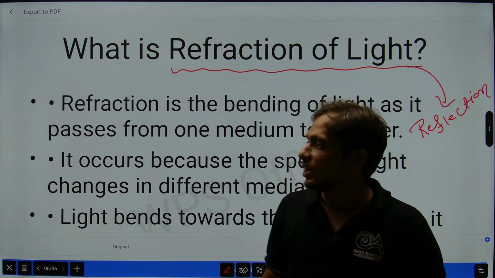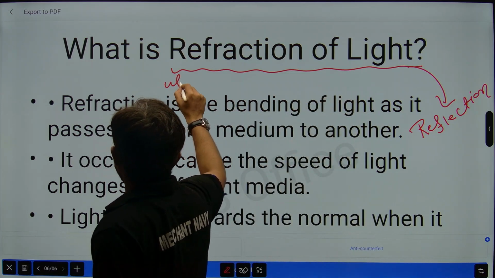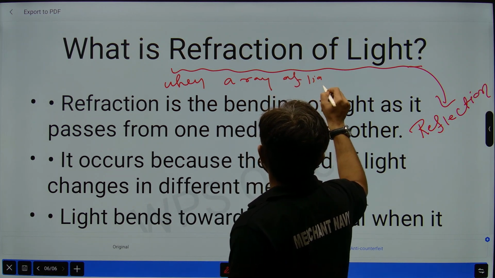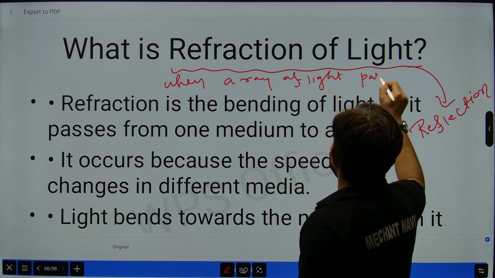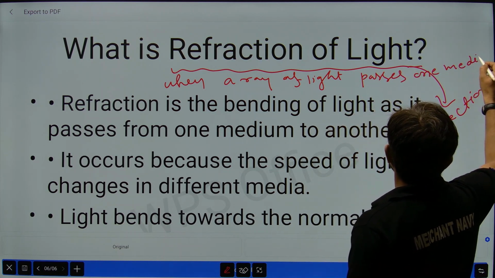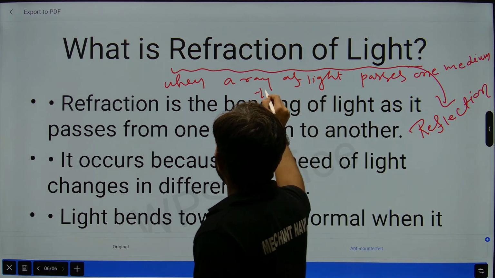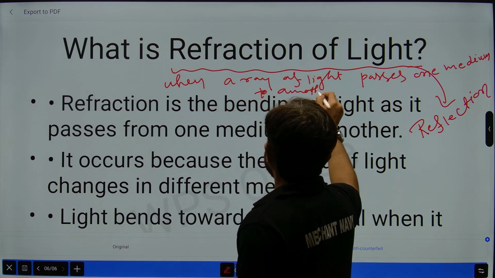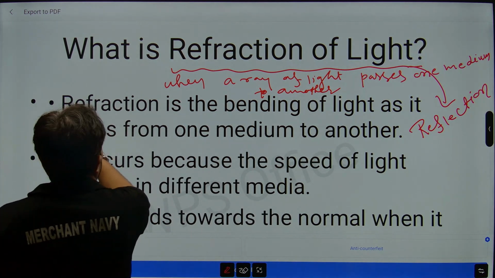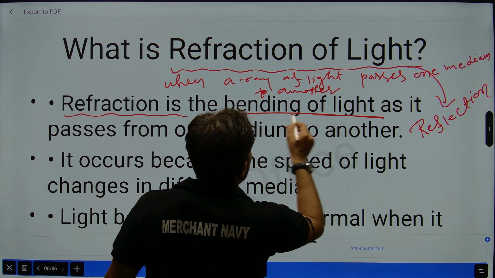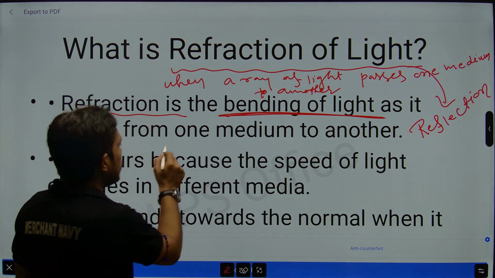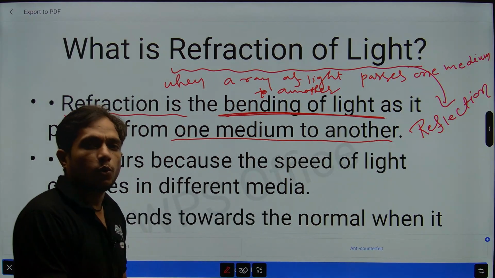Refraction of light is defined as when a ray of light passes from one medium to another medium, then refraction happens. So, refraction is the bending of light as it passes from one medium to another medium.